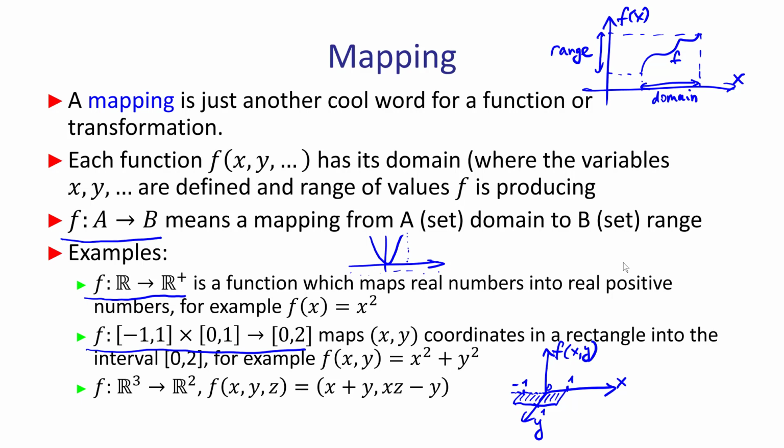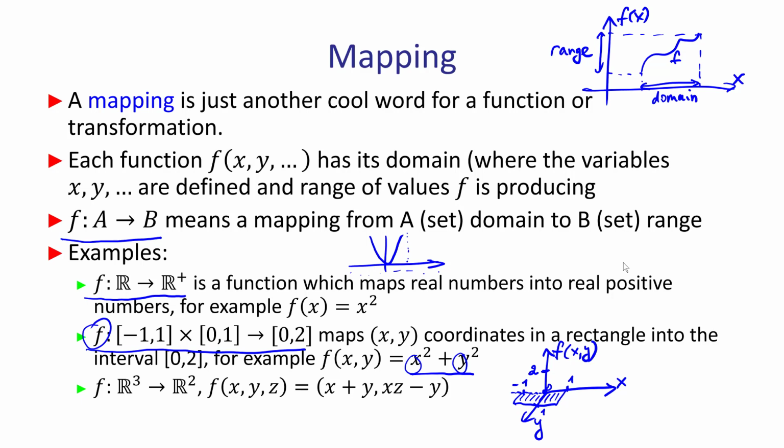And the result will be between 0, which is here, and 2 in terms of height. One simple example of that kind of function is, for example, x squared plus y squared. Clearly, if x will be between -1 and 1, and y will be between 0 and 1, their sum clearly has to be between 0 and 2. So this is how you formally define that function.